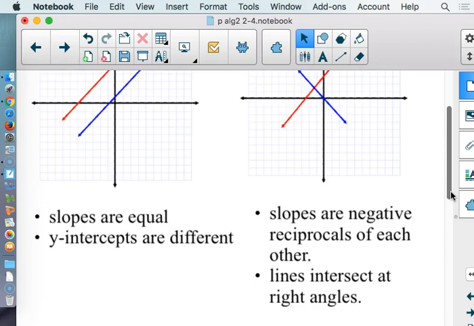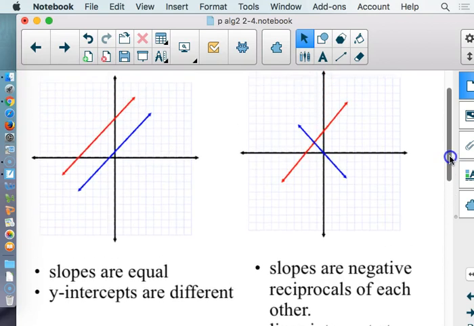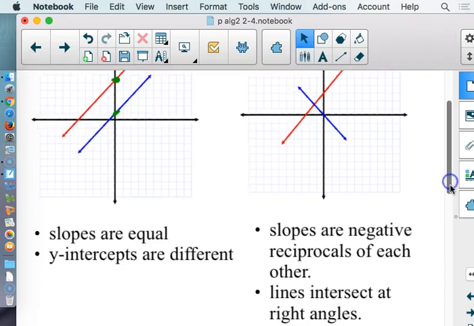So with parallel lines, the slopes are equal, but the y-intercepts are different. Y-intercepts. Let's see. That would be here and here. Oh yeah, those are two different spots. That one over there says the slopes are negative reciprocals of each other, and the lines intersect at right angles. Remember your little geometry symbol for right angle? Draw me one in here. Yeah, you put a little box in one of the corners there. So 90 degrees. To make that happen, it has to be as different as it can possibly be from the slope that you already have, which is negative reciprocals of each other.